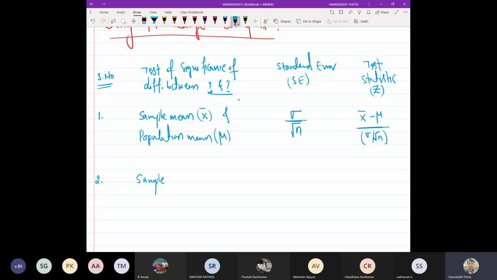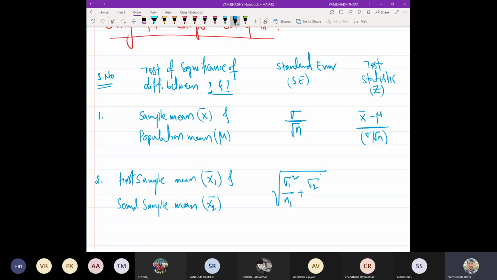Sample 1, first sample. Let me represent with the X1 bar. And the second sample, let me represent with the X2 bar. So in this case, what is the standard error? The standard error is by default sigma 1 square upon n1 plus sigma 2 square upon n2.